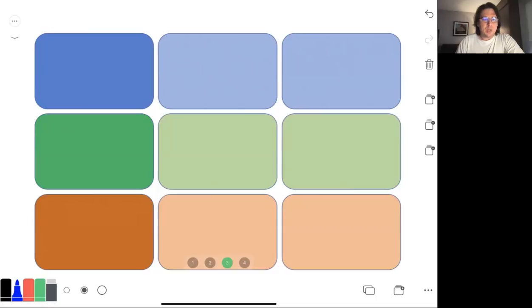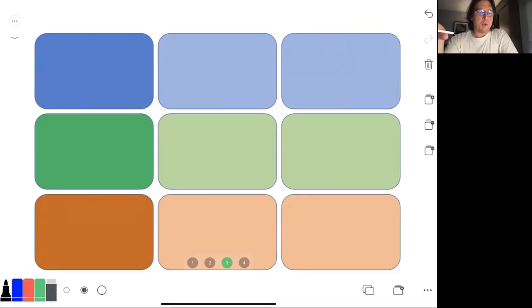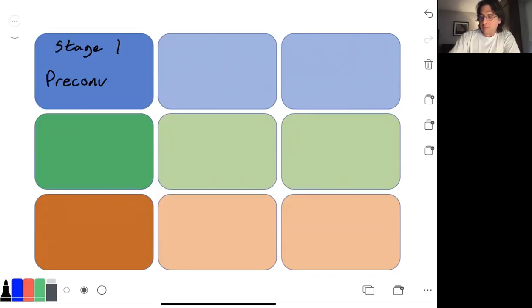So let's walk through these stages here and see how they go. I'm going to walk you through each one of these, and then I'm going to describe which one of the levels follow behind it. So let's start with stage 1. Stage 1 is going to be the pre-conventional. Pre-conventional morality, pre-conventional meaning sort of basic, right?